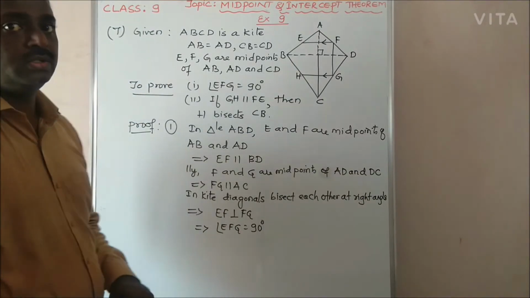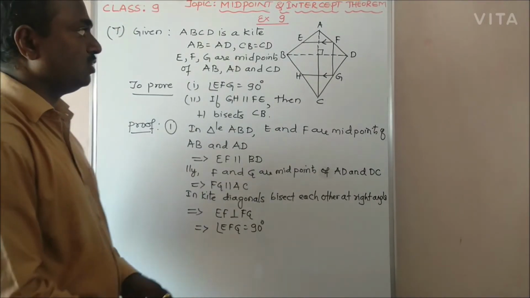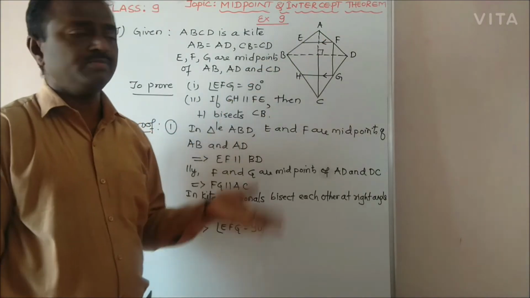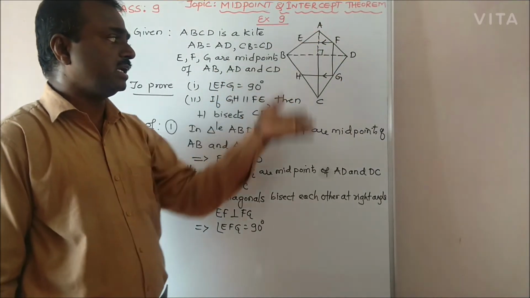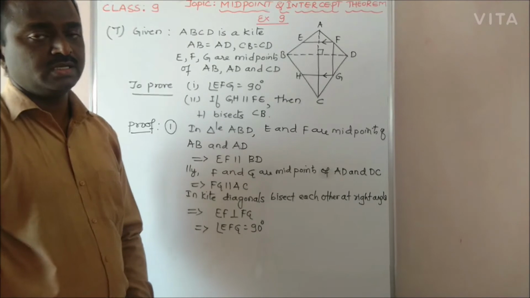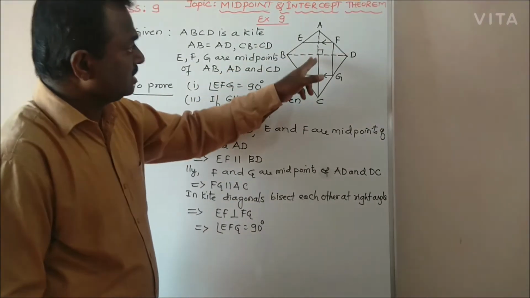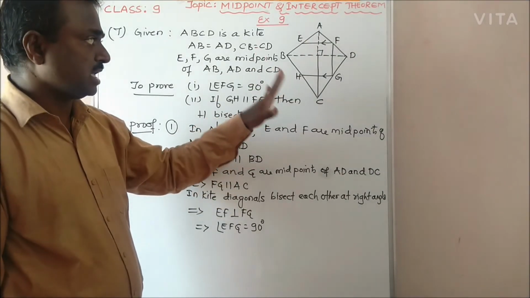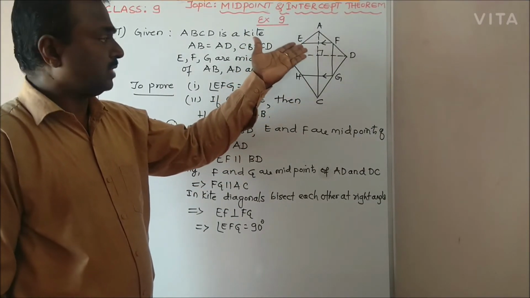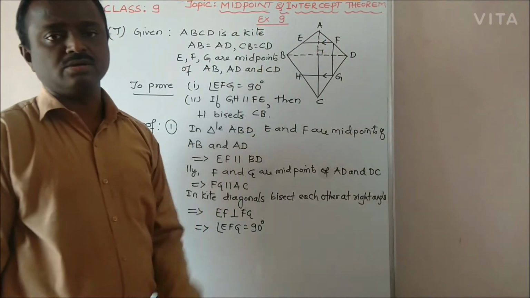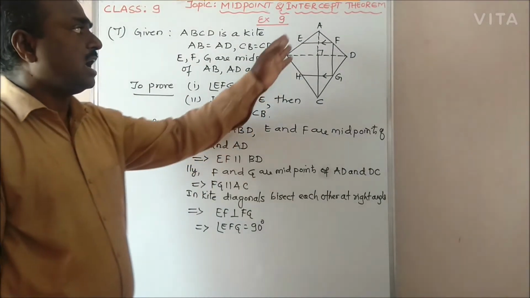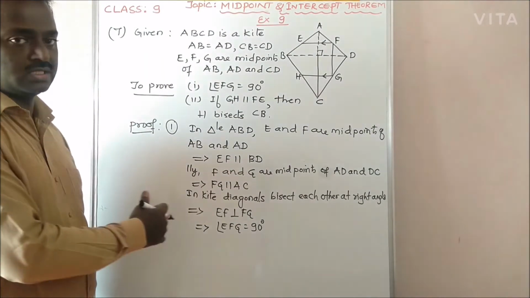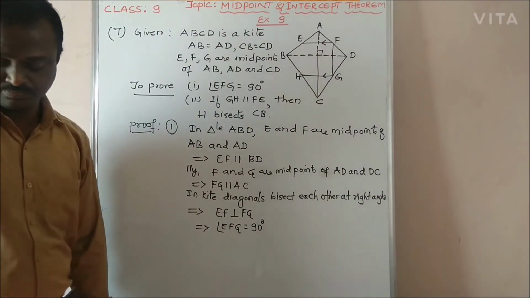So how can we prove this angle EFG is equal to 90 degrees? Since EF and FG are parallel to the diagonals BD and AC of the kite, and the diagonals AC and BD are perpendicular to each other, therefore we can say that EF is also perpendicular to FG. That means angle EFG is always 90 degrees. So note down this sum. I will move on to the second one.